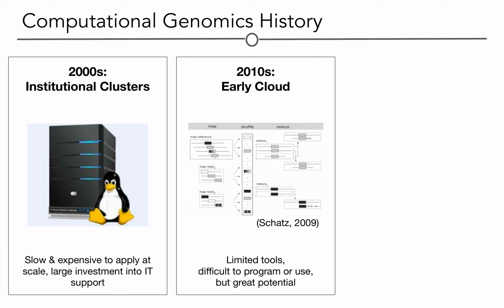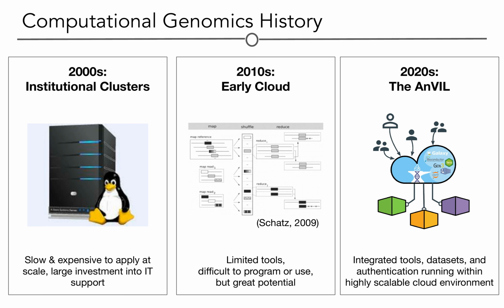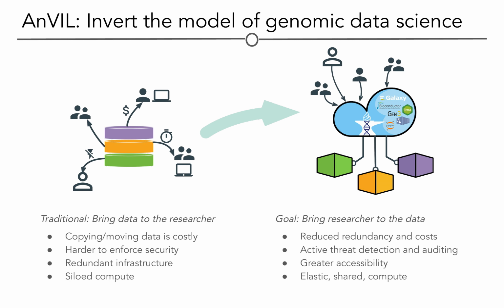While many proof-of-principle tools were created, the management of cloud-based resources remained technically challenging and out of the reach of most researchers. Today, platforms like AnVIL work to revolutionize computational genomics by creating highly scalable cloud environments designed with proper data security and interoperability between major cloud resources. Importantly, AnVIL aims to be the place for not only computational experts but for everyone that desires to conduct computational genomic research. The goal of AnVIL is to invert the model of genomic data science.